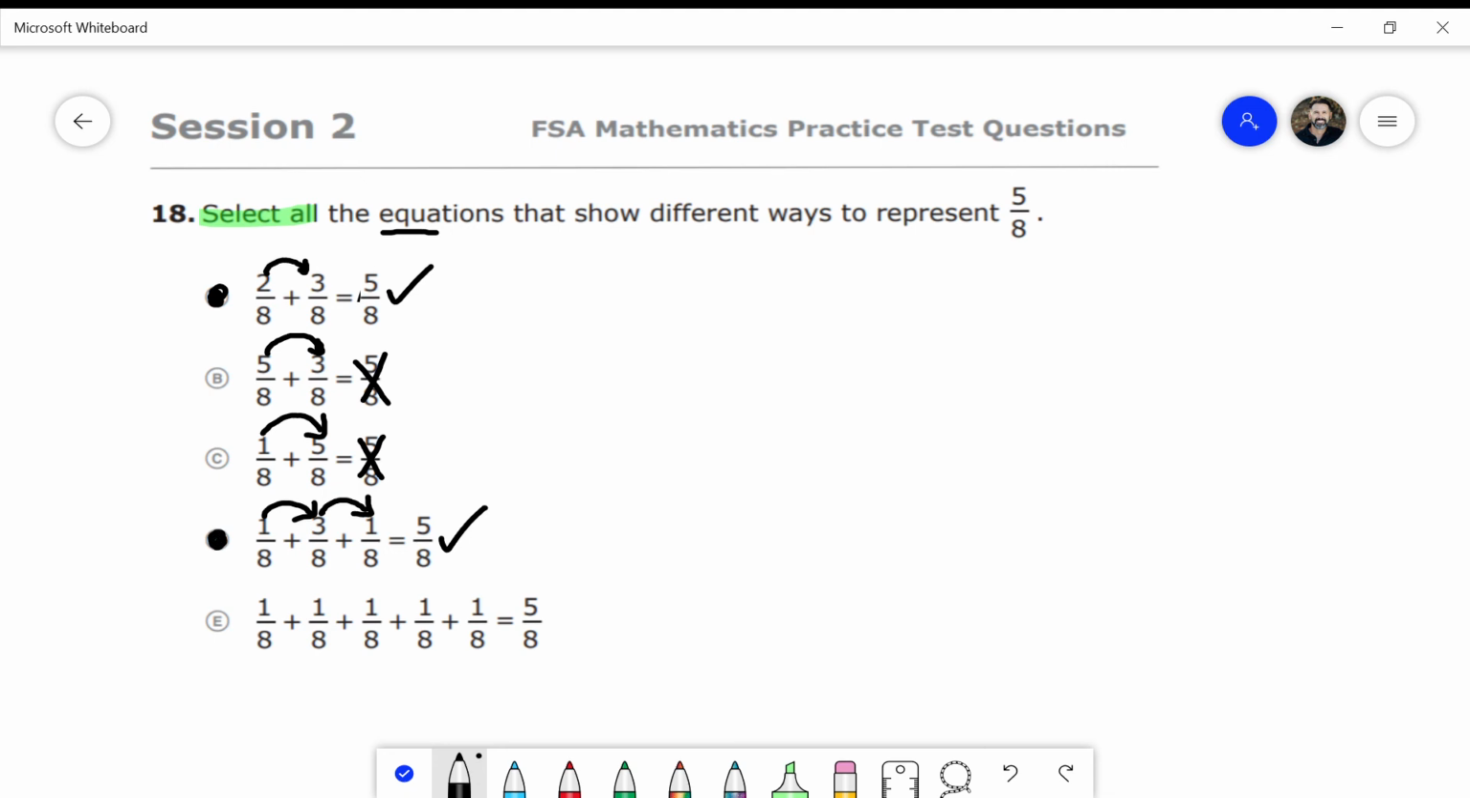And then if I put these 1/8 pieces, which I want to point out, these are unit fractions. They're individual pieces of the total amount we have. So if I put each of these 1/8 together, that would be 5/8. And so that also works. So we have 3 answers for this multi-select question, okay?